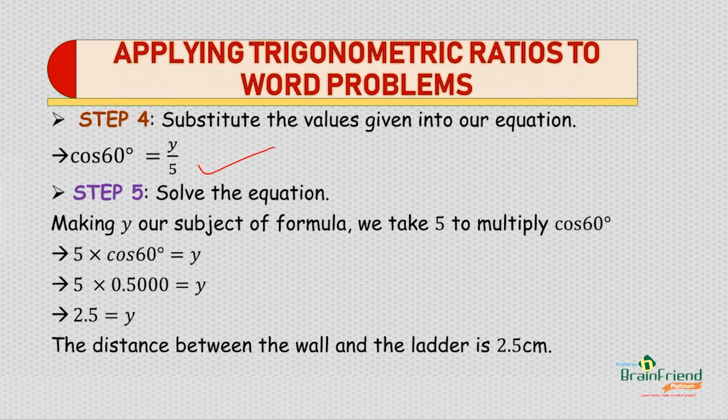Step 5, we solve the equation. Making y the subject of the formula, we take 5 to multiply cos 60 degrees. This will give us 5 multiplied by cos 60 degrees is equal to y. Using our calculator or our 4-figure table, we will find out that cos 60 degrees is equal to 0.5000. So this means 5 multiplied by 0.5 is equal to y. 5 multiplied by 0.5 gives us 2.5, which is equal to y. So the distance between the wall and the base of the ladder is 2.5 centimeters.